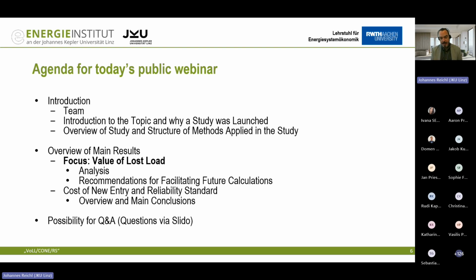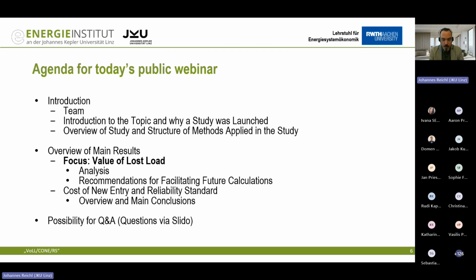First, we present an analysis of how member states have implemented their respective methodology. And then we are deriving from our insights a couple of recommendations on how we think future calculations can be facilitated and improved and made an even better experience for all participants. We will then come to the two other metrics, cost of new entry and reliability standard, each of which we are presenting only in a bit shorter way.